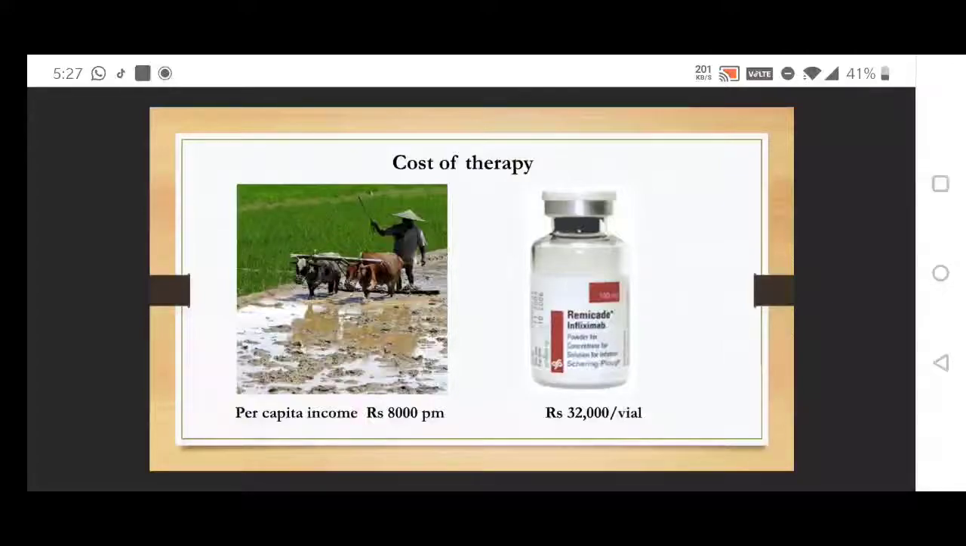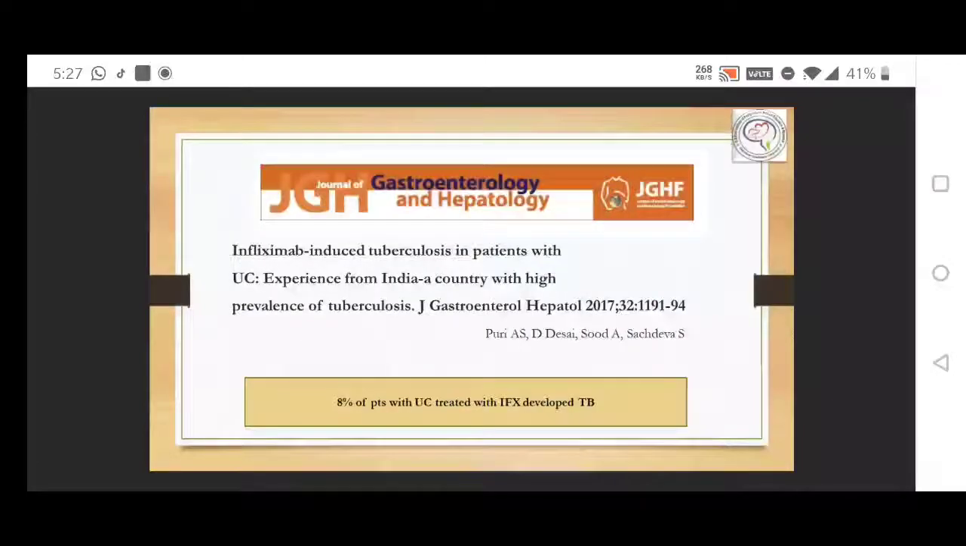But what are the issues with Remicade? One, the cost of the therapy. Now, I think till some years ago, this is the data that I made, that the per capita income in India is about 8,000 or so, and the cost of just one vial is 32,000 rupees. And less than 10% of patients in India have access to healthcare insurance. So 90% of our patients have to pay out of pocket. So this is frightfully expensive.